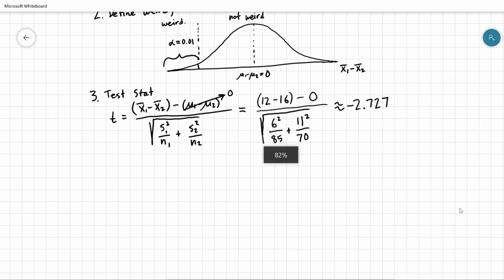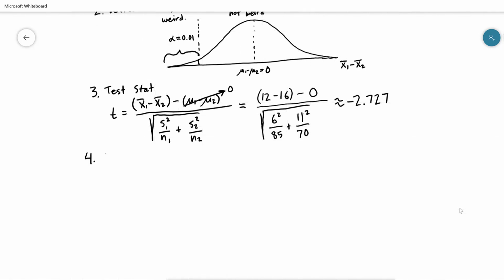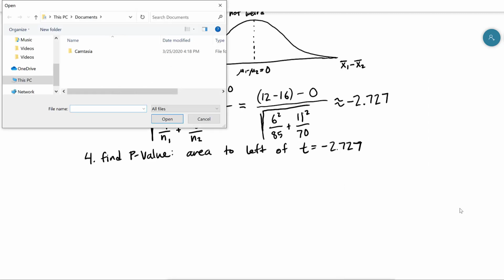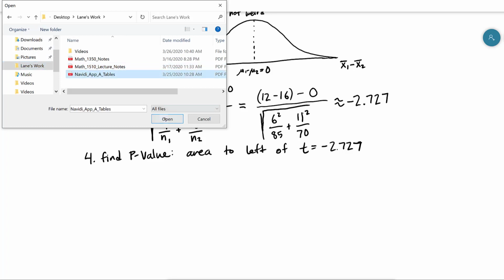So that is our next step, step 4. We want to find the p-value. The p-value is, again, the area, in this case, to the left of t equals -2.727. So I'm going to go look at table A3. Let me insert it real quickly here. Get all my stuff in order. There we go.